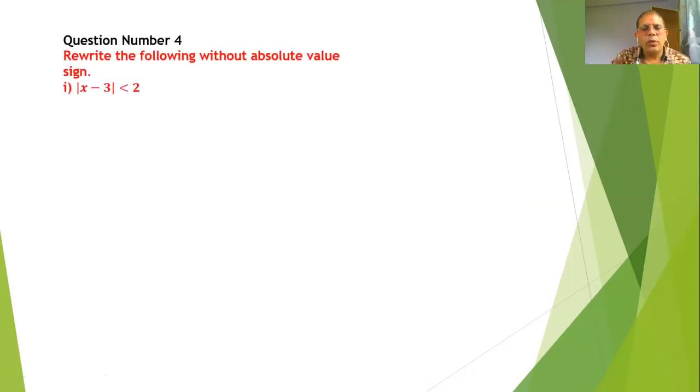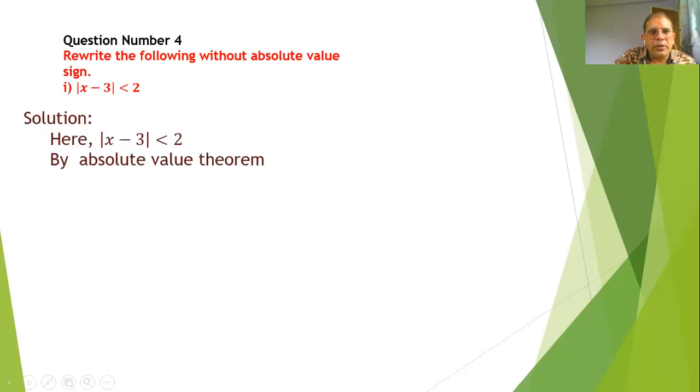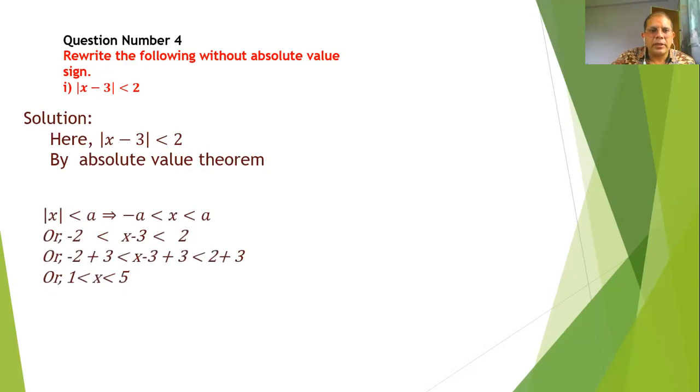Now question number 4, rewrite the following without absolute value sign. It is absolute x is less than a. Suppose it is x, and you can write this number in between -2 and +2. It is from our theorem. Theorem here: absolute x minus 3 is less than 2. By the absolute value theorem, you can write this.